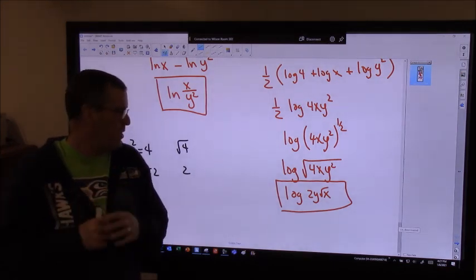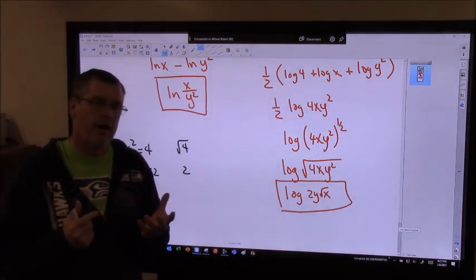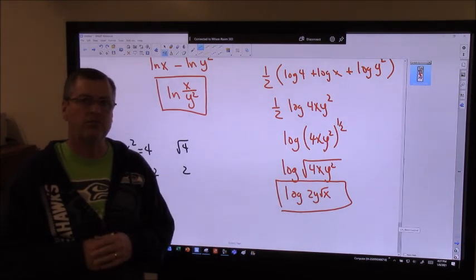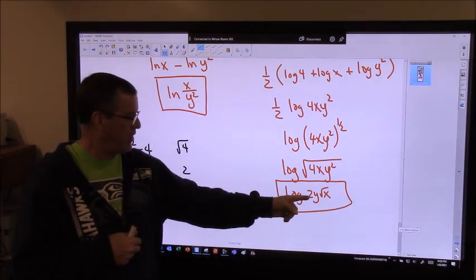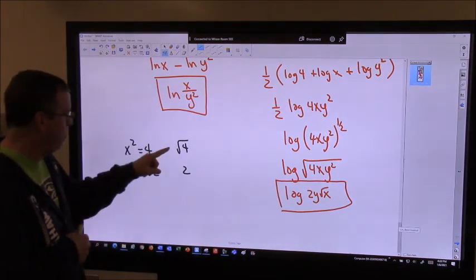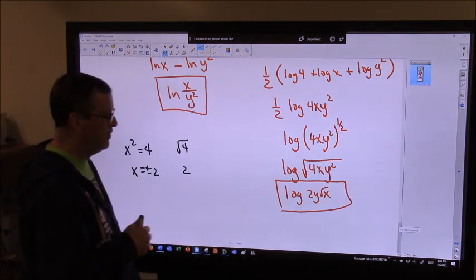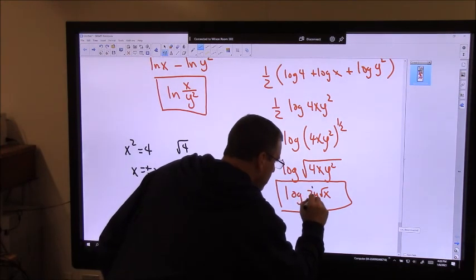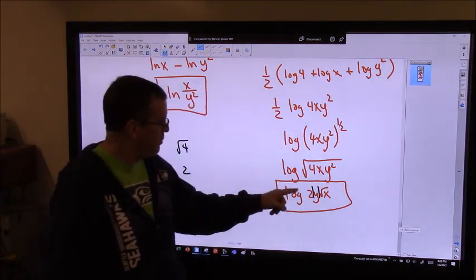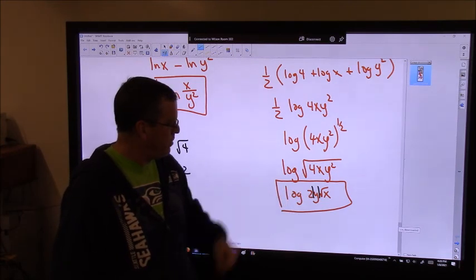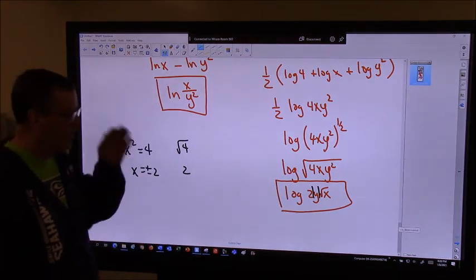And the question I ask myself is, is y positive or negative? I don't really know. What if it's negative? It means I just took a square root and got a negative answer. Can't do that. When you take a square root, you get a positive answer. So what we do is we put absolute value signs there. Log of 2 absolute value of y times the square root of x. Okay?